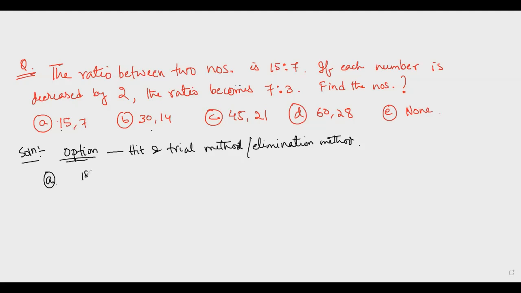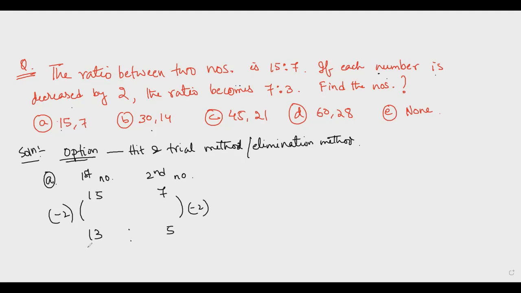So let's say we have a first number and a second number. The first number is 15 and the second number we have taken as 7. Option A is true. Now the question says each number is decreased by 2. That means minus 2 and minus 2. So what we'll get? 13, and here we will get 5.